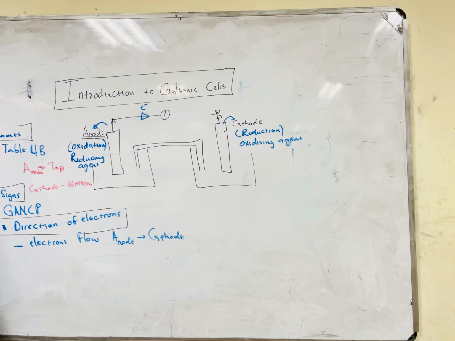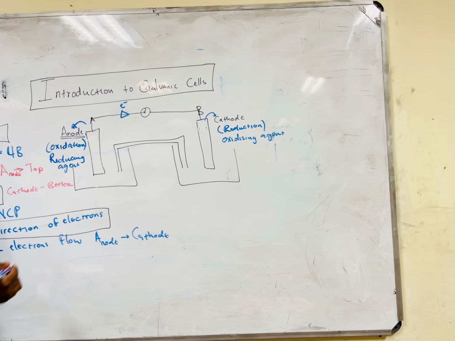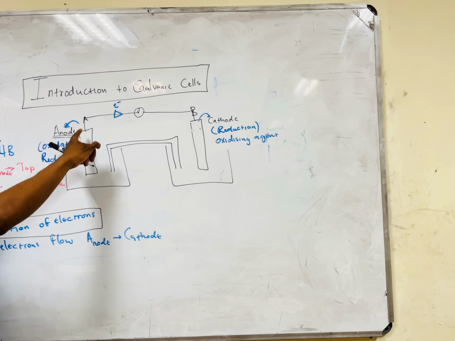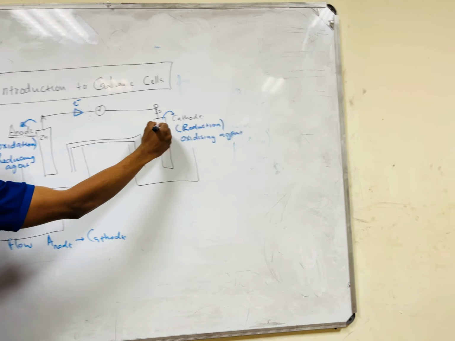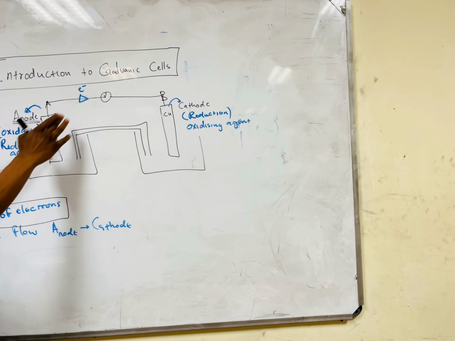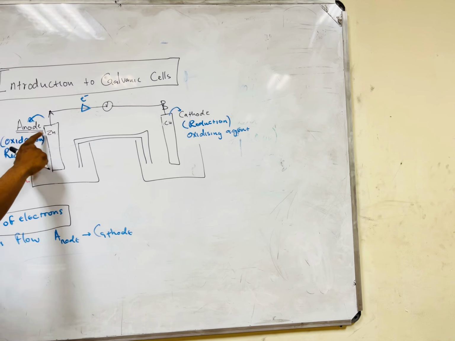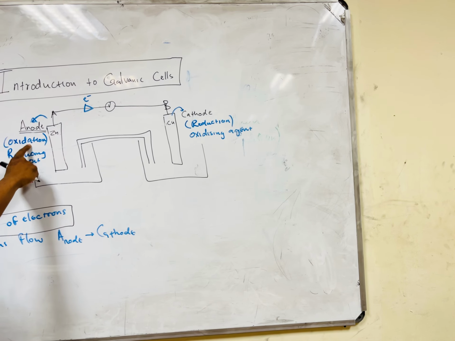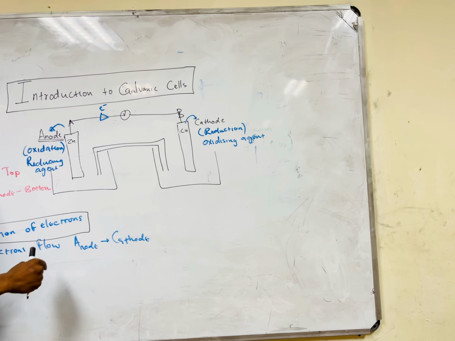Okay, now this is what happens as the reaction is taking place. Here you place these two electrodes. Remember we said this one is zinc and that one is copper. As the reaction is taking place, if the zinc undergoes oxidation, it means that zinc is losing the electrons.